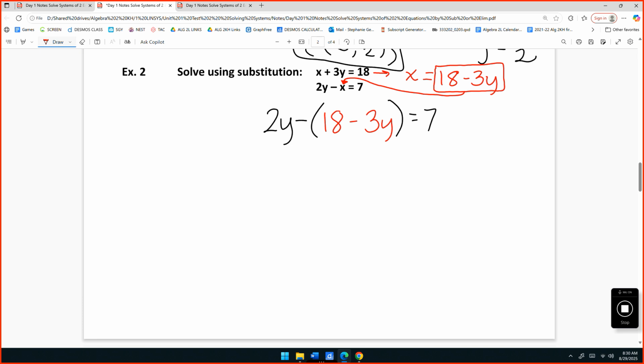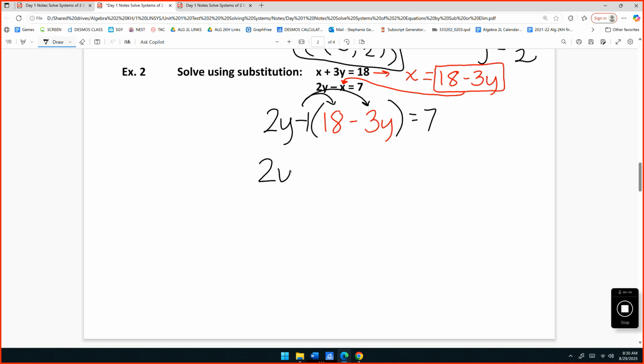This step right here is the key to the whole method. If we can do this, then the rest is just basic. Okay, now we've got to simplify, right? This is 2y minus this. So think of this as a -1 being multiplied in. We're going to distribute the -1, or distribute the negative is another way to say that.